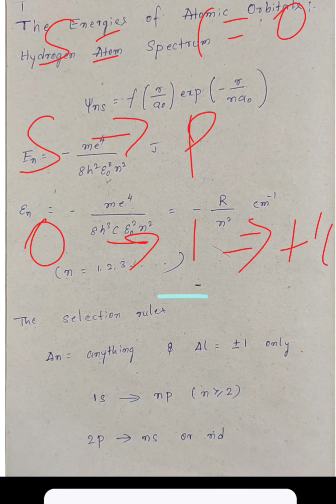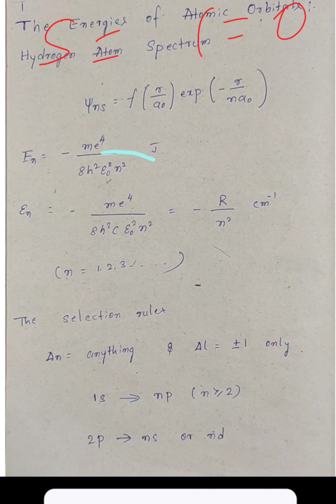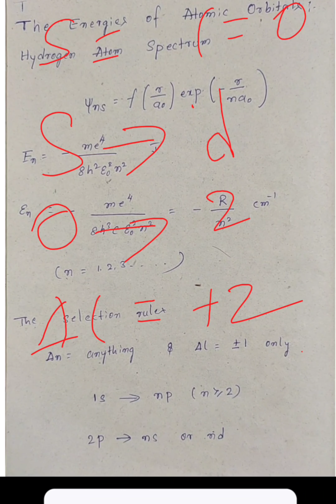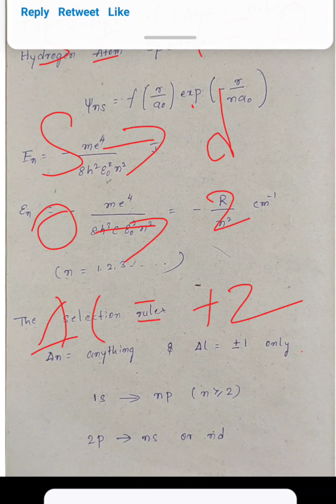Next transition, S to D. So the particle present in the S orbit takes a transition to the D shell. L is equal to 0 for the S orbit and L is equal to 2 for the D orbit. So here delta L is equal to plus 2, so it is also forbidden.